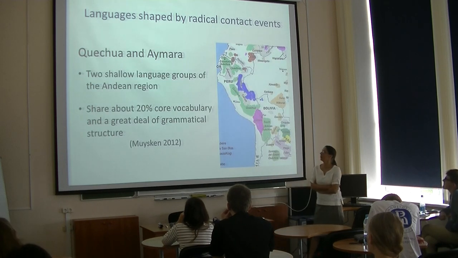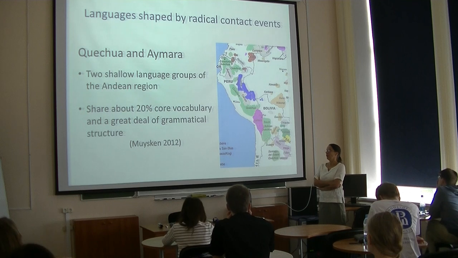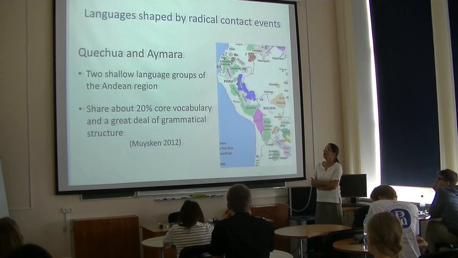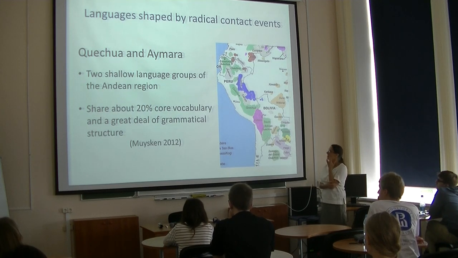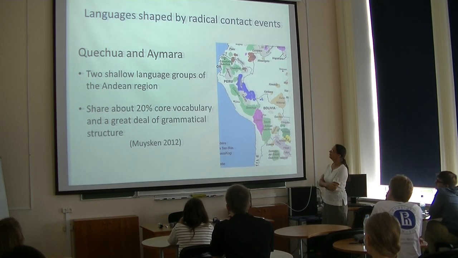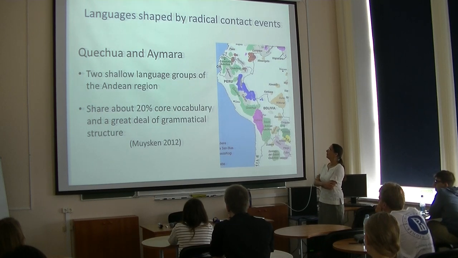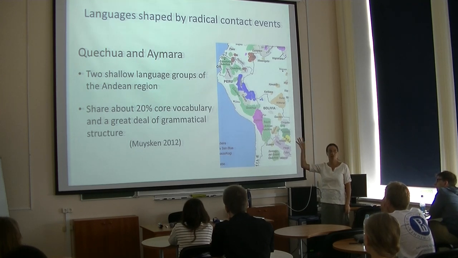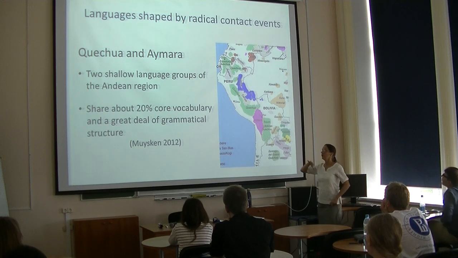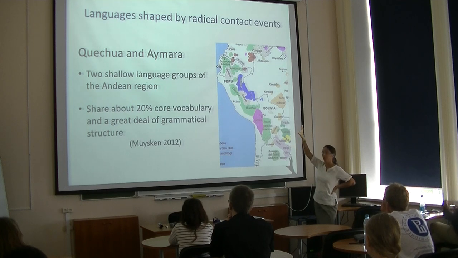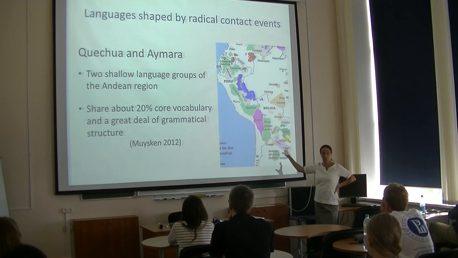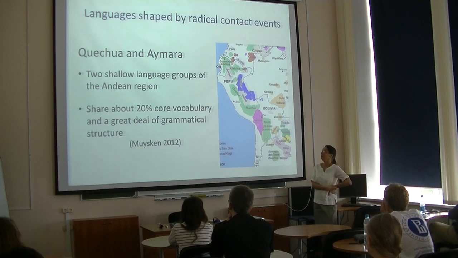Another example of languages that have been radically influenced by contact: Quechua and Aymara. These are two large language groups spoken in the Andean region. So here we're moving out of the Amazon basin. From Bruce Mannheim's work, it appears that the Andes was likely as linguistically diverse as Amazonia before the Inca expansion and before the Spanish intervention. So a lot of what we see in the Andes now, where it looks more linguistically homogeneous with respect to big family spreads, is probably quite recent.